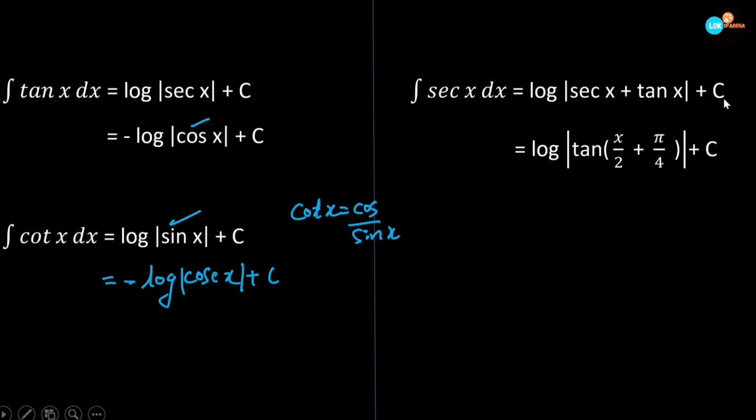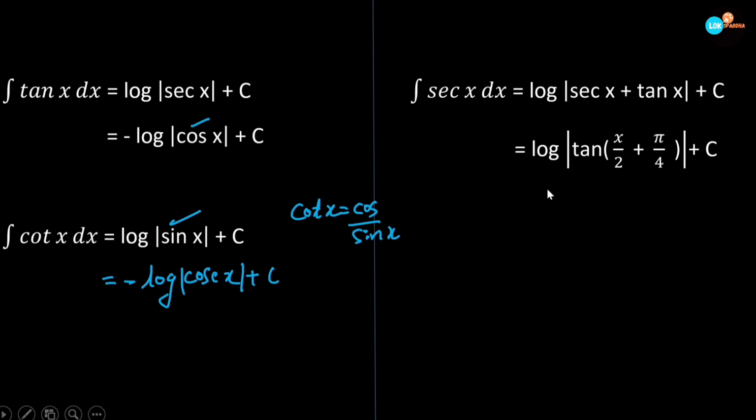Now, in the last slide you saw, sec and tan always come together. That is, derivative of sec x is sec x into tan x, that we have seen in the last slide. So one more formula, and this question has come in JEE directly of maths. That is integral of sec x is equal to log of mod tan x by 2 plus pi by 4 plus c.